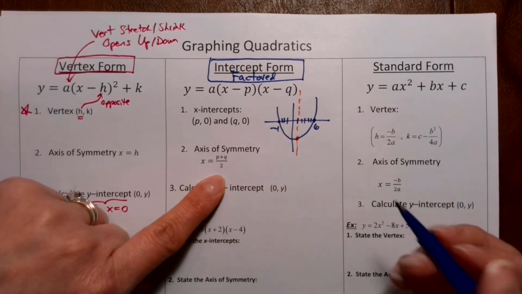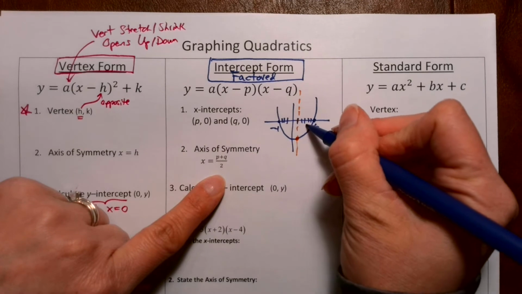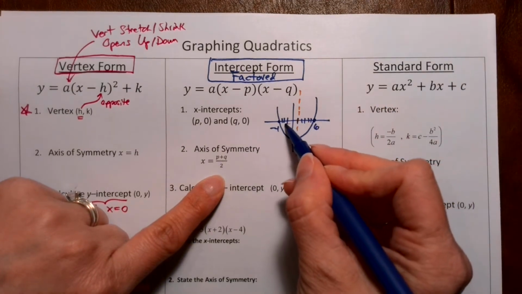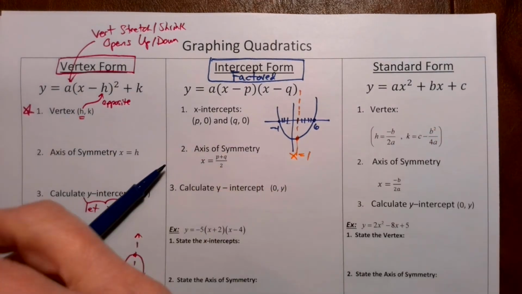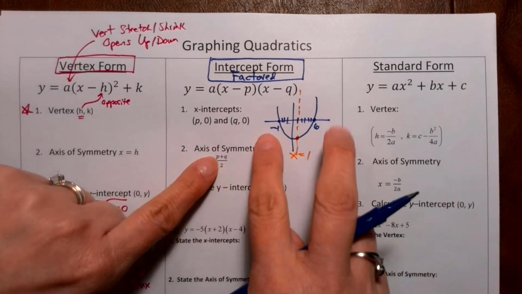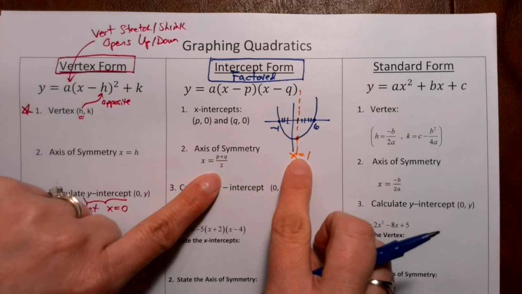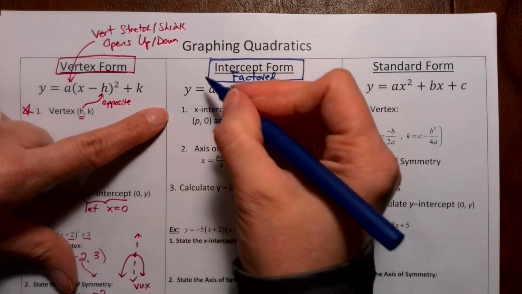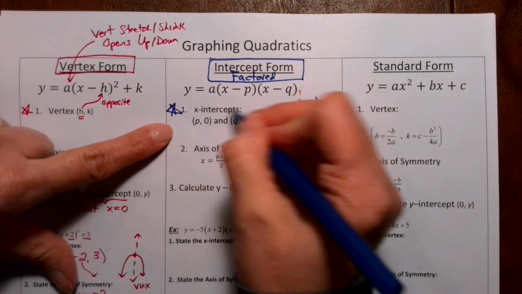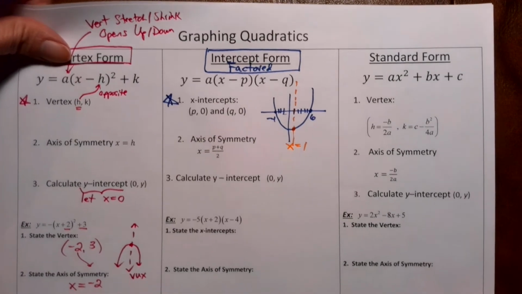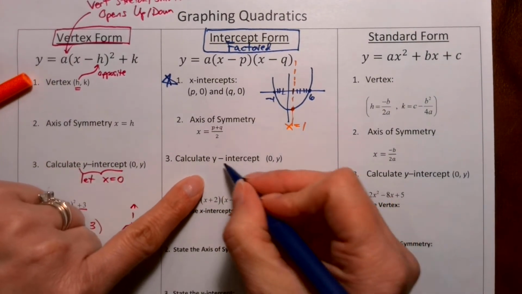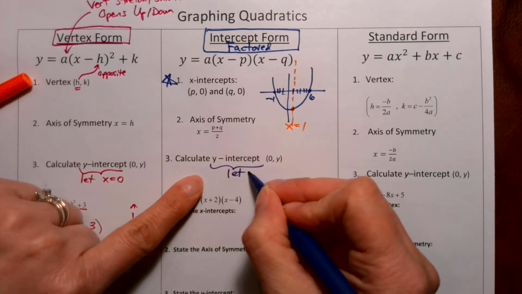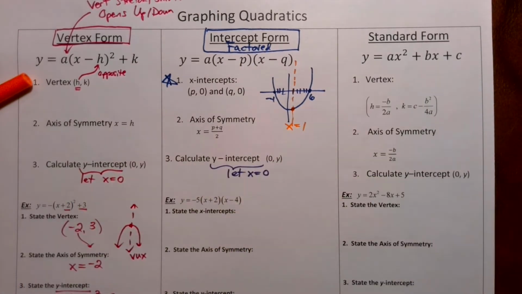You could also do this by counting 1, 2, 3, 4, 5 to the right, 1, 2, 3, 4, 5 to the left. So when they say axis of symmetry, you could find the average of the zeros, of the x-intercepts, to find that center point. In factored form, x-intercepts are clearly the easiest. How do you find a y-intercept? Well, you're going to have to let the x value equal 0 and calculate it again.